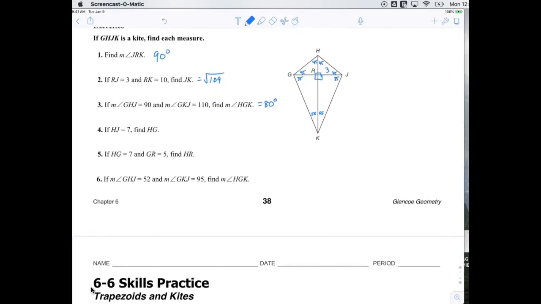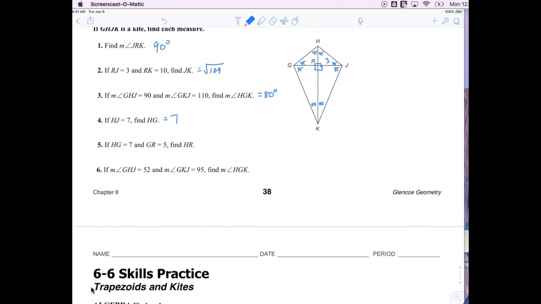Now it says if HJ is 7, then HG is what? 7. Walker, you okay? It says HG right below it. 5,000. Did you see that? All right, here we go.